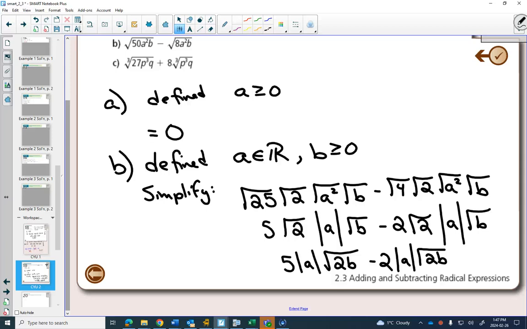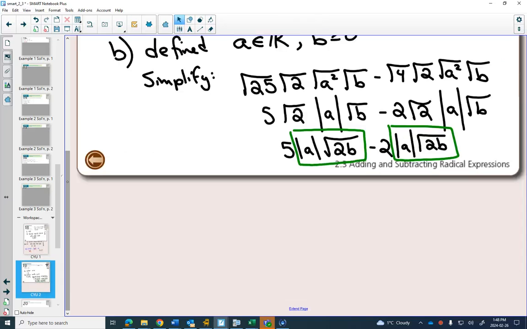Can you see that these are like terms? As far as the variables go and the radicals go, I'm going to put a box around this part and this part. Can you see that what's inside those green boxes are exactly the same? So I have 5 green boxes minus 2 green boxes. Does it make sense? I'd be left with 3 green boxes. In other words, I have 5 absolute value of a square root of 2b minus 2 absolute value of a square root of 2b. Those are like terms, so I would be left with 3 absolute values of a square roots of 2b.